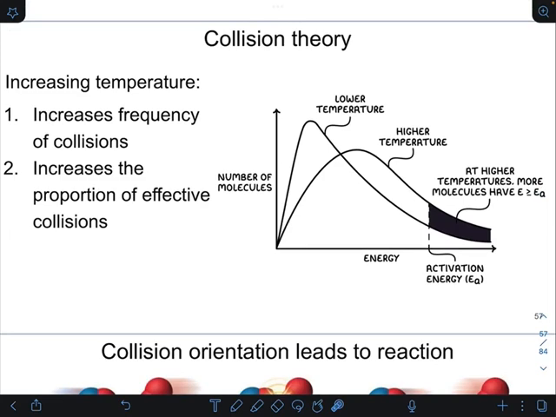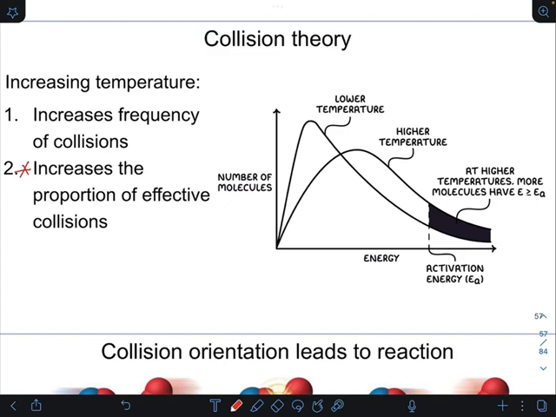Increasing temperature is going to shift your graph from slower speeds to higher speeds. And this is going to do two things. It's going to increase the frequency of collisions because the molecules are moving faster. And it's going to increase the proportion of effective collisions, which are the molecules that have a higher energy. And it turns out that the second is actually the effect that is the most important. So while there are more collisions, what is more impactful is that the proportion of effective collisions goes up.